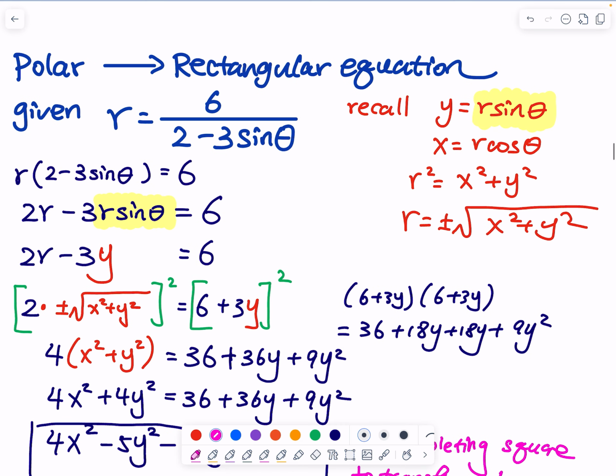Okay, in the next video I will do another example of converting from a polar equation to a rectangular equation, and that one will be much more difficult. I will see you there.